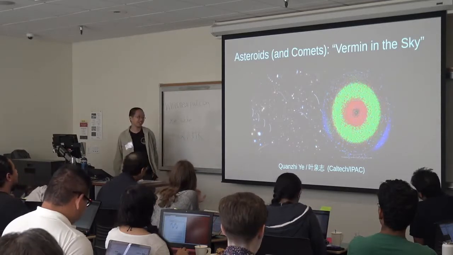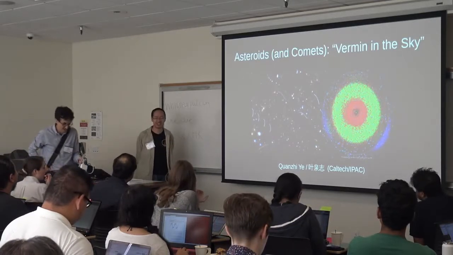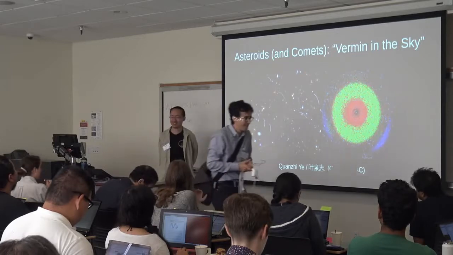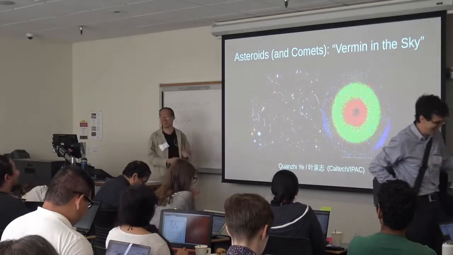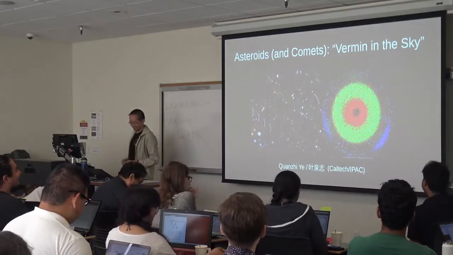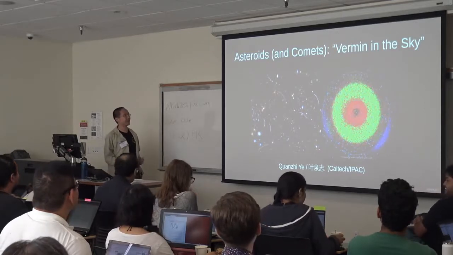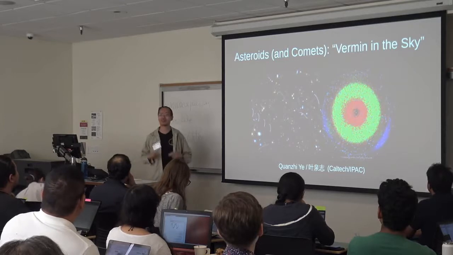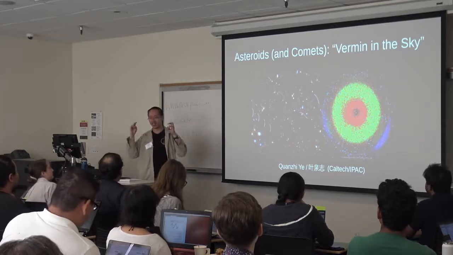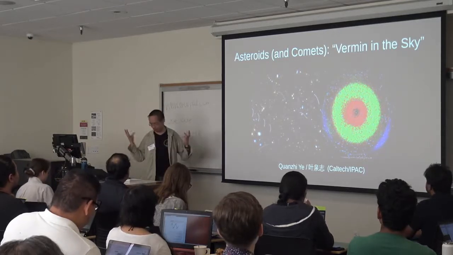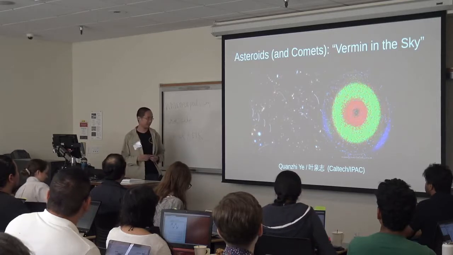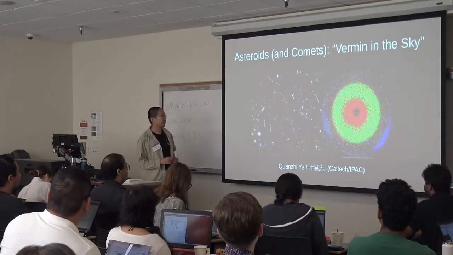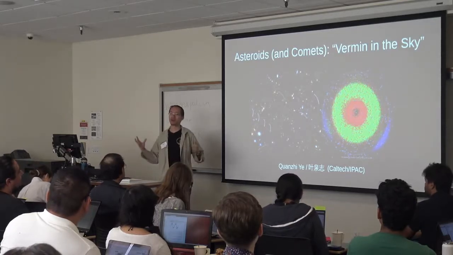If you ask my astrophysical colleagues sitting there whether they like asteroids, they'll probably say no. And this is because, as some of you may know, asteroids have a pretty infamous nickname: vermin of the sky. Why do they have such a bad nickname?